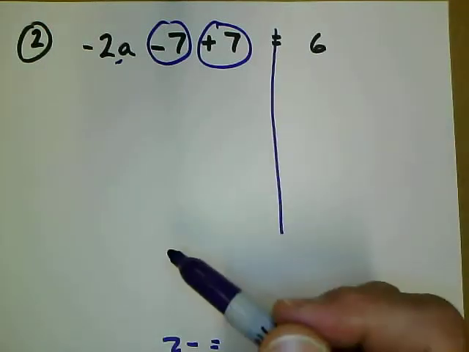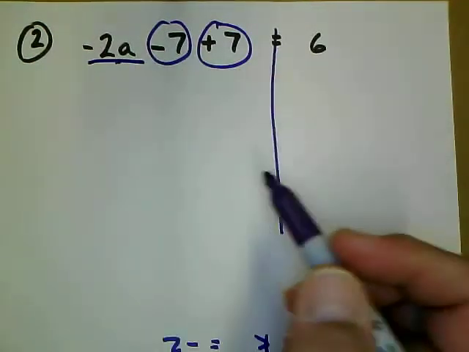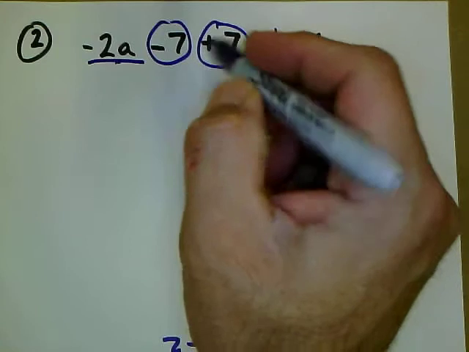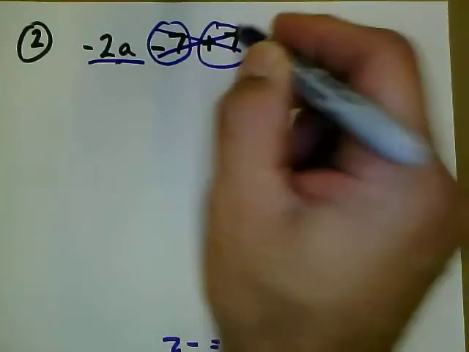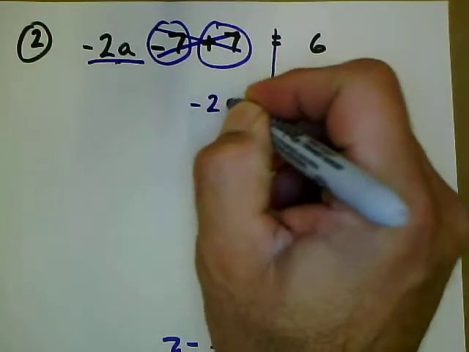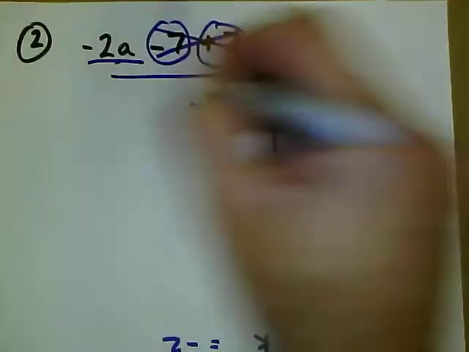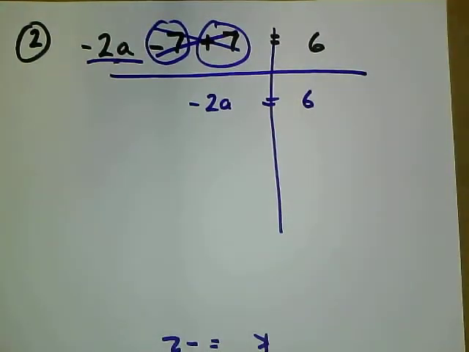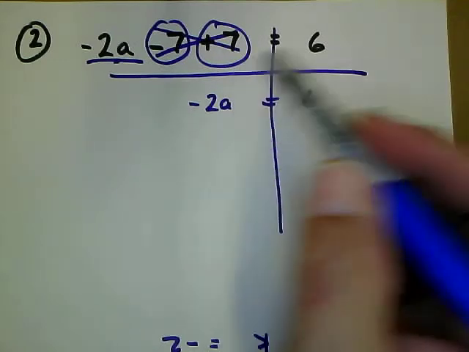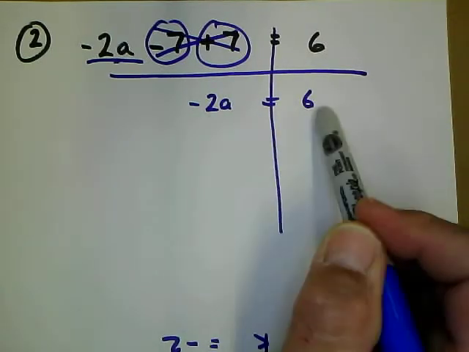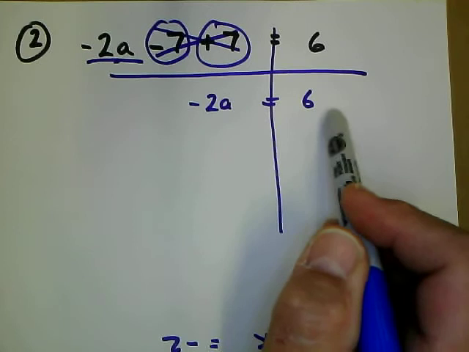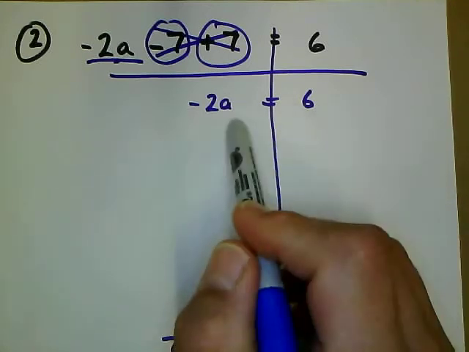This one has a variable. So -7 plus 7, guys, believe it or not, they're opposite operations. They're gone. All I'm left with is -2a equals 6. All right. This is going to happen on yours. Is there an extra variable over here? No, there's no variable, just one.